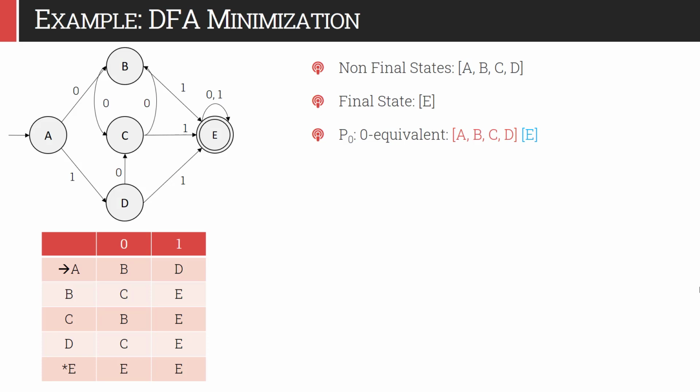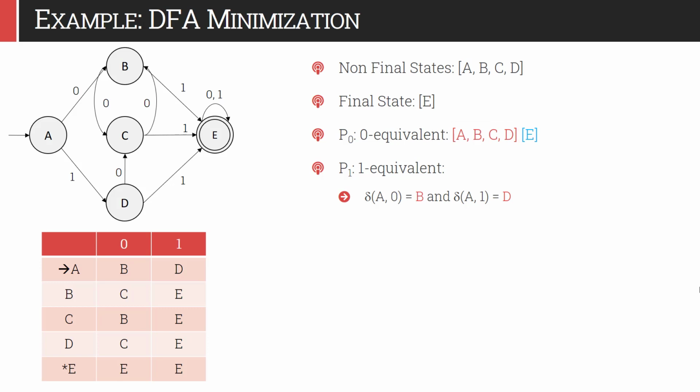Now we have to identify whether A, B, C and D are equivalent or not. If any of the states is distinguishable, then we will split this red group into multiple subgroups. For that, we need to compute one equivalent or the P1 partition of this. To do so, we have to read input alphabets 0 and 1 from all 4 states A, B, C, D.